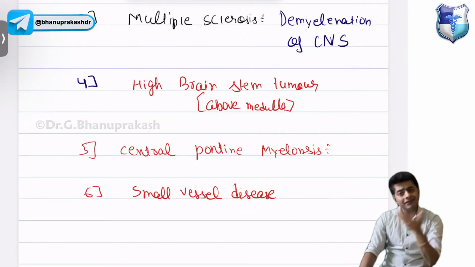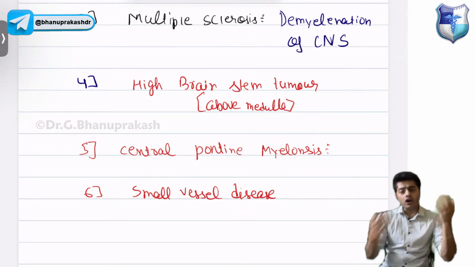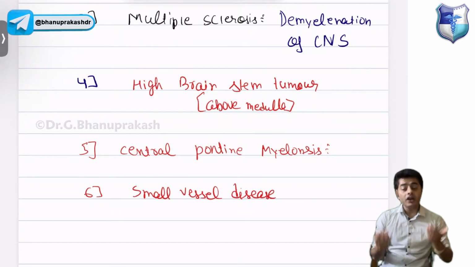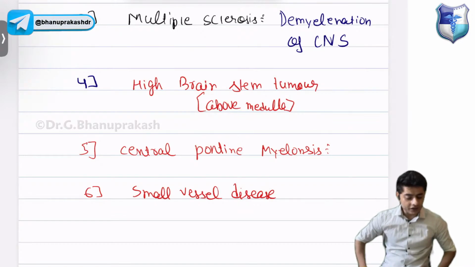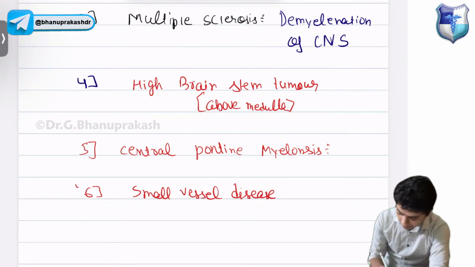And white matter is tracts. So corticobulbar tracts are made of white matter tracts. So if small vessel diseases are there, it will also result in a pseudobulbar palsy.